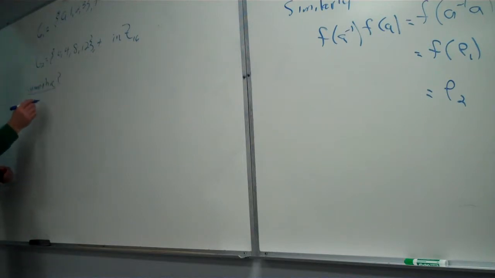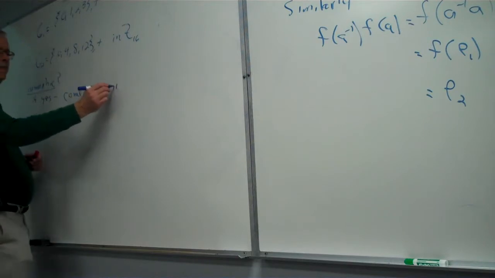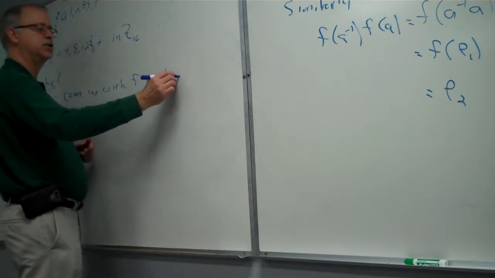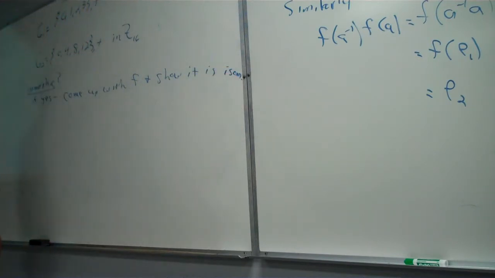Well, this question, unfortunately, for us to say yes, we have to come up with F and show it's an isomorphism. Anybody have any ideas what might work for a mapping here? Multiplication times 4. Okay, because I mean, yeah, we went from 0, 1, 2, 3 to multiples of 4. Yeah, why don't we try that?